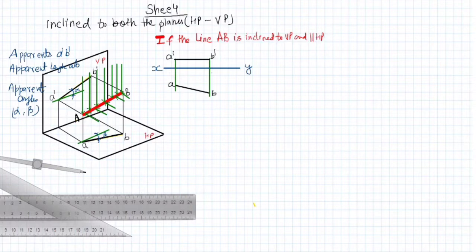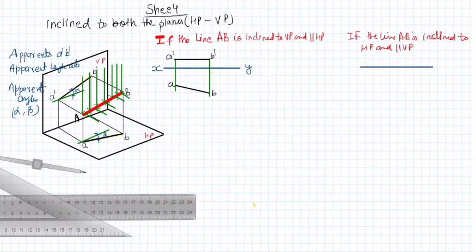Now, the second case could be if the line AB is inclined to HP and parallel to VP. In that case, its projection, with this XY line, will look like this. This is the inclined projection, and these are the projectors. And this will be the top view. This will be point A dash, this will be B dash. This is A and this is B. So its true length will be measured from the projection A dash to B dash.